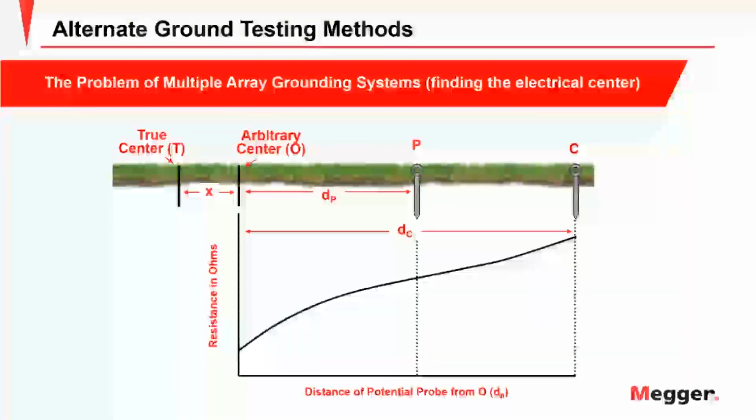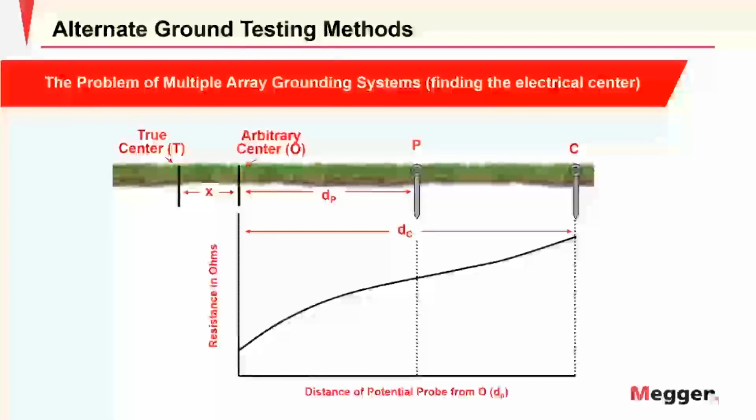What we do in that situation, suppose you tried to do a fall of potential. Well, you'd see something that looks like this. You can't really read from there where the actual limit of your test ground stops and the current probe takes over. You can't find that point on a steadily rising graph like this.